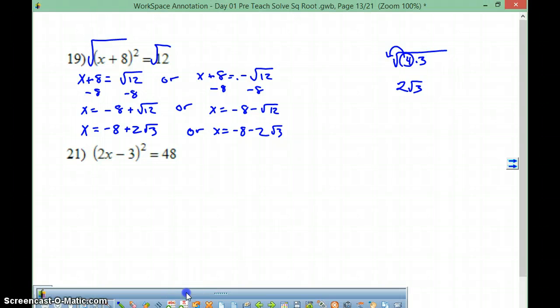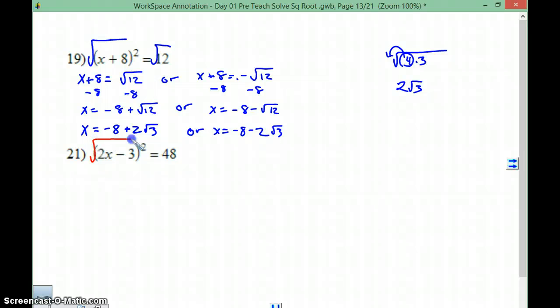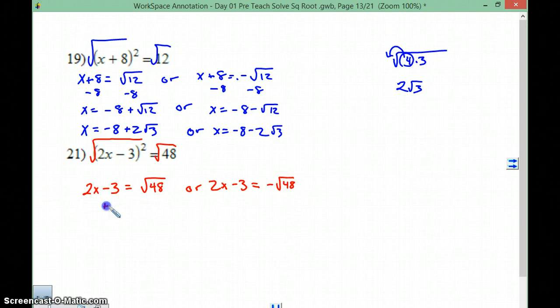Let's try one last problem. Take the square root of both sides. 2x minus 3 equals root 48. Or 2x minus 3 equals negative root 48. And let's add 3 to both sides. We end up with 2x equals 3 plus root 48. Divide by 2, we end up with x equals 3 plus root 48 over 2.